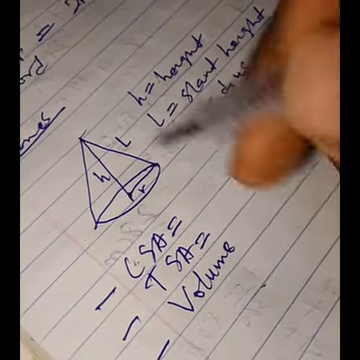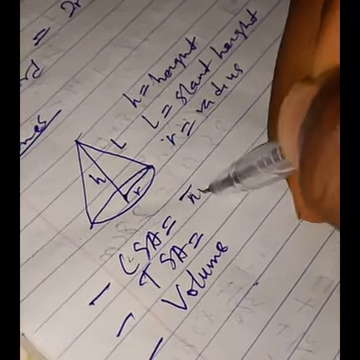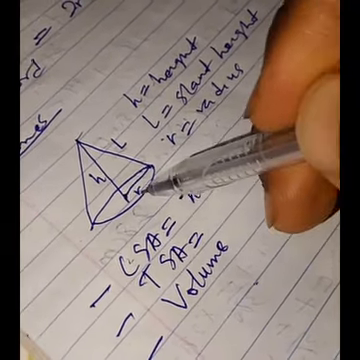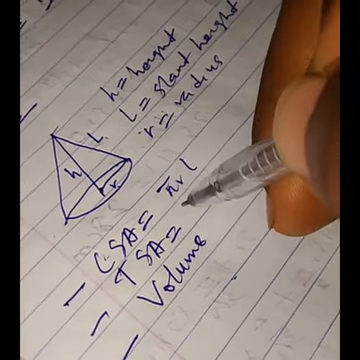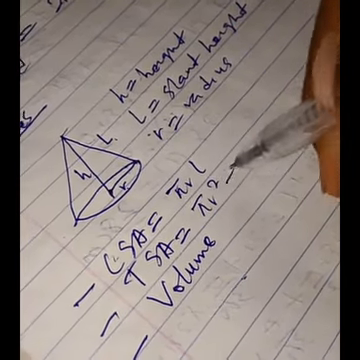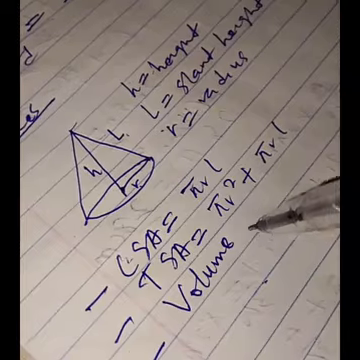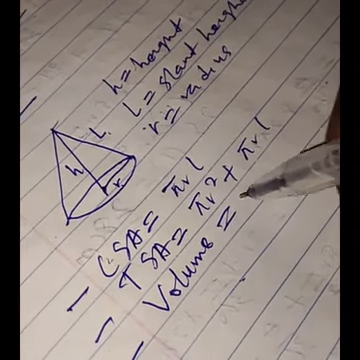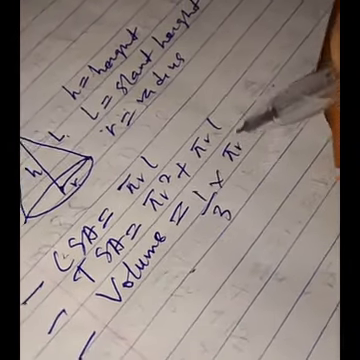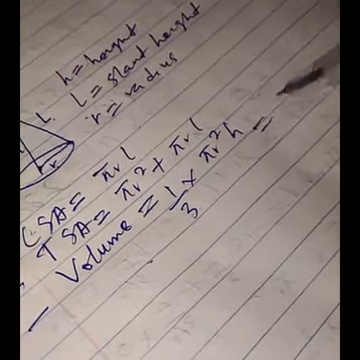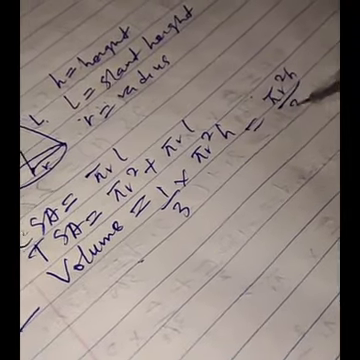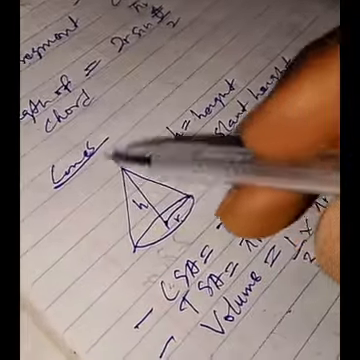So the curved surface area of a cone is pi r L. That's pi r and L. Then the total surface area of a cone is pi r square plus pi r L. Then the volume of a cone is 1/3 times pi r square H. So this is what we have, pi r square H over what? 3.